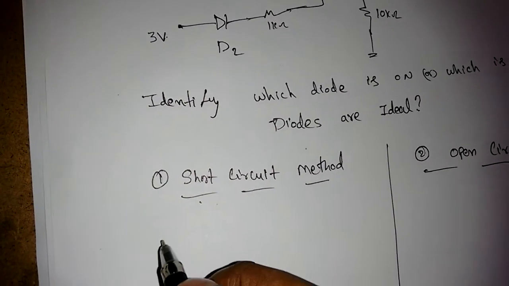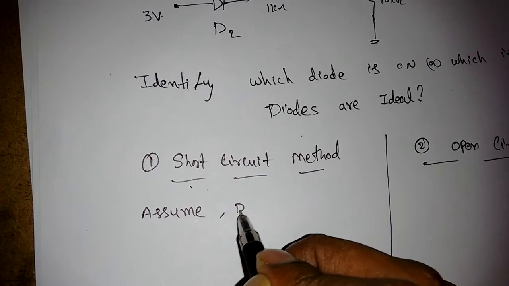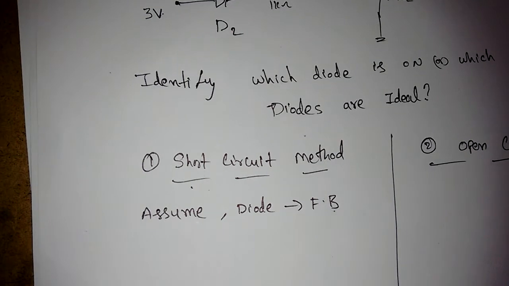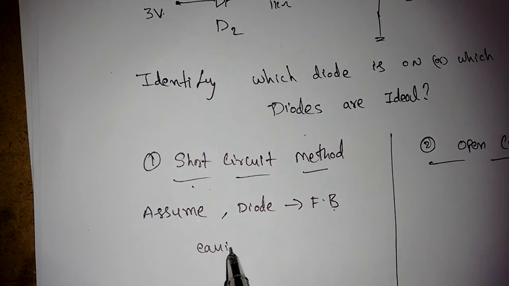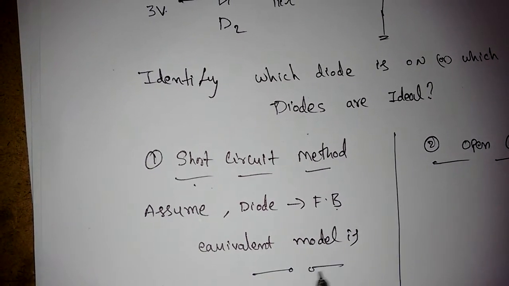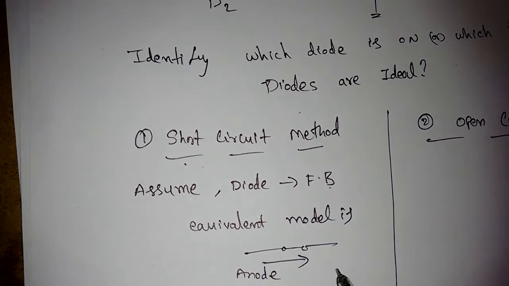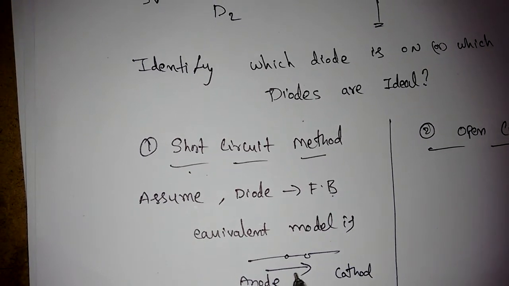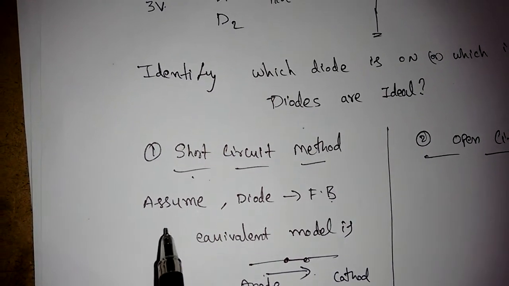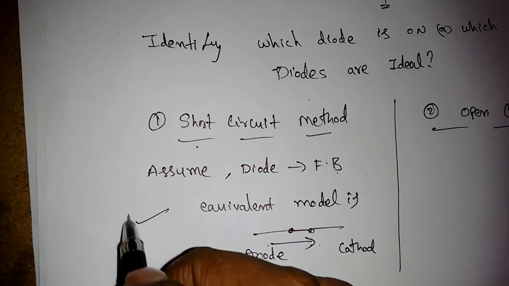In the short circuit method, we need to assume the diode is in forward bias. We need to assume that first. The moment the diode is in forward bias, the equivalent model is simply a short circuit, and the current flows from anode to cathode. So we will assume like this, and we will see if the current is flowing from anode to cathode. If so, whatever we assumed is right, so we will say it is in forward bias.